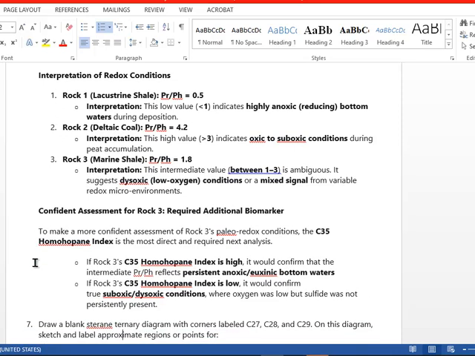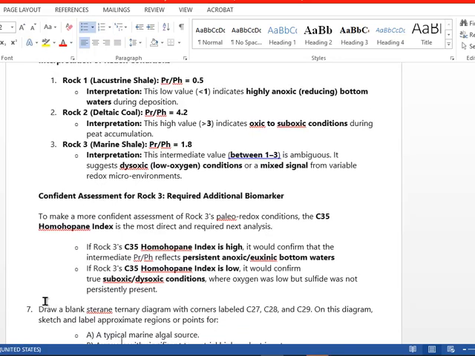Okay, so now they said if there is a need for additional assessment, the additional assessment you will need to make is your C35 homohopane index. Your index can confirm the condition. So just mention the C35 homohopane index is the most direct and required next analysis.